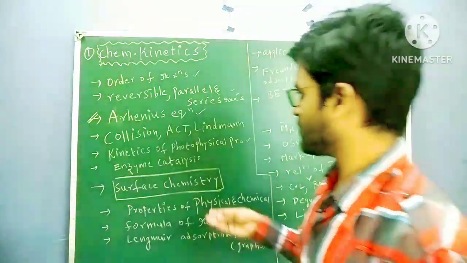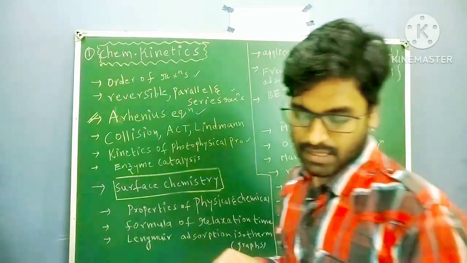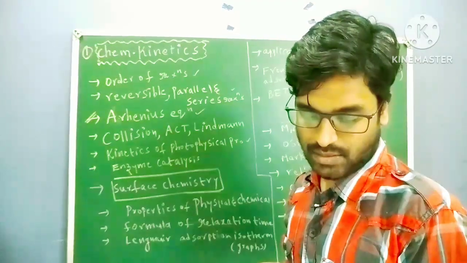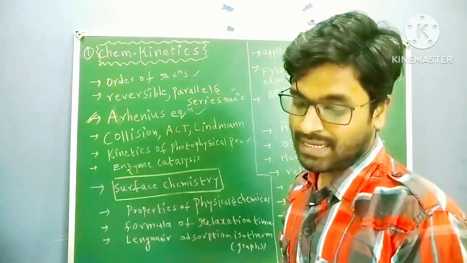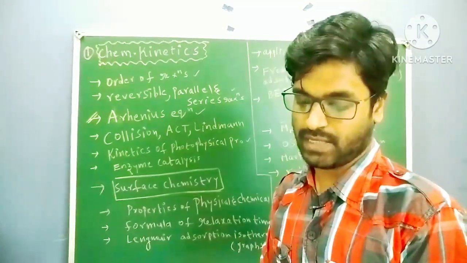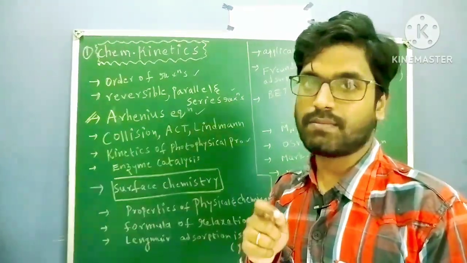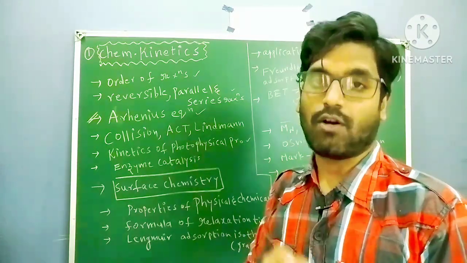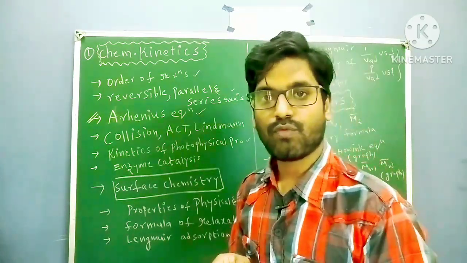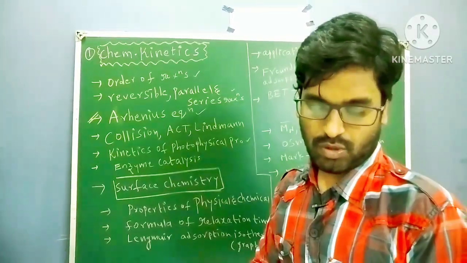Okay, so next, kinetics of photophysical process is over, and enzyme catalysis. For enzyme catalysis, you have to know a basic idea of what enzyme catalysis is, and the Michaelis-Menten plot, very important, Lineweaver-Burk plot, very important, and Eadie-Hofstee plot, very important. In the Lineweaver-Burk plot and Eadie-Hofstee plot, you have to remember the main equation and also the graphs. You have to know how to draw the graph, what the slope is, and what the intercept is.